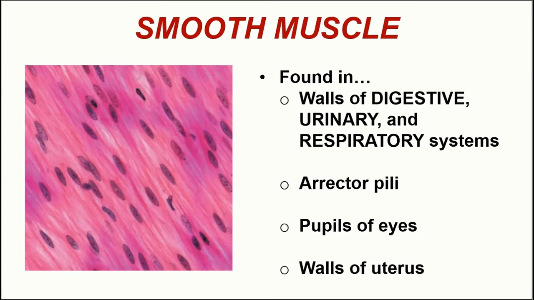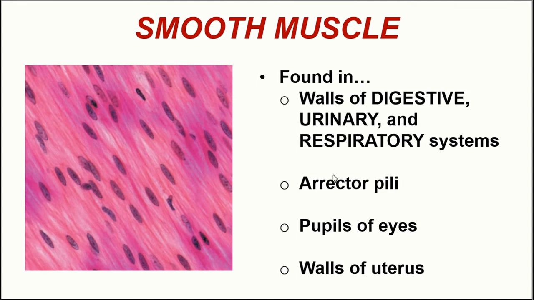So finally, we have smooth muscle. And smooth muscle, recall, is found in a variety of locations. So we find it lining the walls of the digestive system, the urinary system, and the respiratory system as well. So when the muscle here contracts, it constricts or decreases the diameter of these structures. And when it relaxes, it tends to increase the diameter of those structures as well. We also see that the regular contraction and relaxation of smooth muscle in the digestive and urinary systems helps to propel food and waste through those systems.